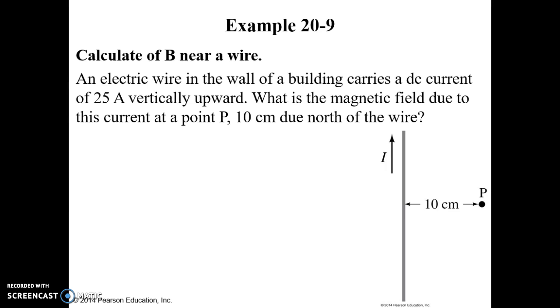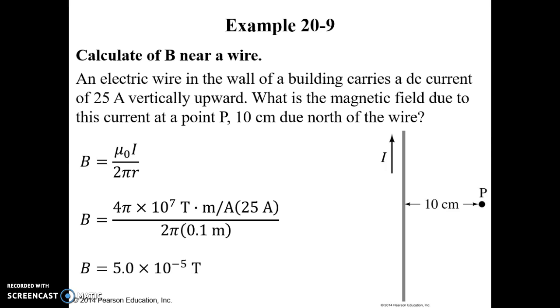In this example, we have an electric wire in the wall of a building carrying a DC current of 25 amps vertically upward. What is the magnetic field due to this current at point P, which is 10 centimeters due north of the wire? It looks like it's east. We'll use our new equation, and from there it's just a straight plug and chug to get the magnetic field strength at point P to be 5 times 10 to the negative 5 Tesla.